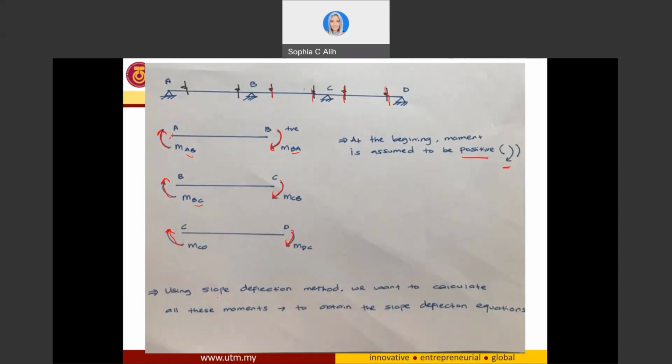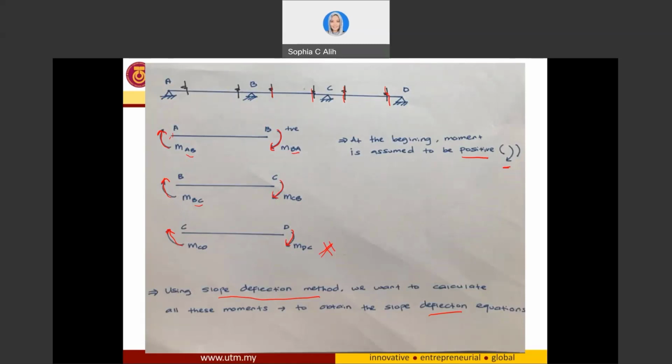And using the slope deflection method, we need to calculate all these moments to obtain the slope deflection equation. So this is the first step that you have to do for the slope deflection method. You want to calculate all these end moments. You want to calculate MAB, MBA, MBC, MCB, MCD, and MDC. After you have calculated all these moments, then you can go to the next stage.